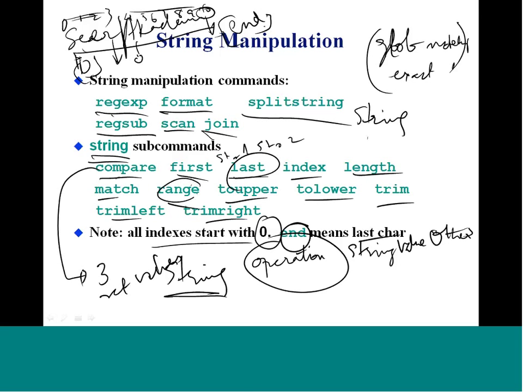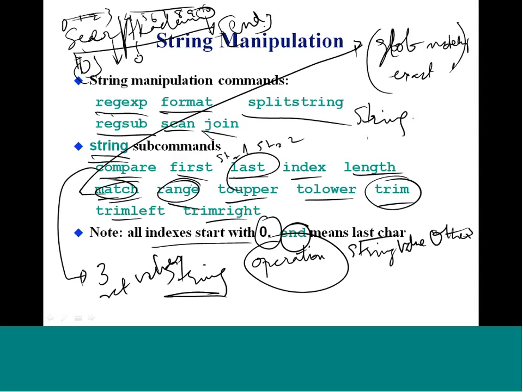Some of the other interesting ones are range. Range takes three additional arguments, the string and then two numbers, and returns the characters between those two numbers as the range. Then string match takes two more arguments, a pattern and a string, and returns 1 if the string matches the pattern, otherwise it returns 0. The string match command uses glob style matching, which means you can use special characters and wildcards. We will see that in further examples.